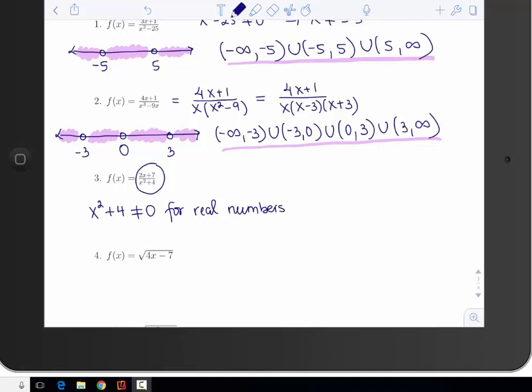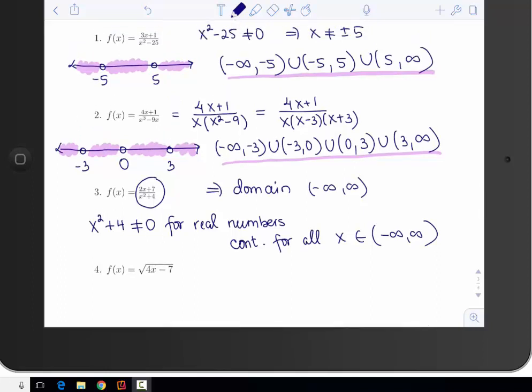So if the denominator is never 0, then the domain is all real numbers. And then we say that this function is continuous everywhere. Okay, so this function is continuous for all x. Every one of these values will be fine. All right, so rational functions: find the points that make the denominator 0, if there are any, exclude them, and we're good to go.